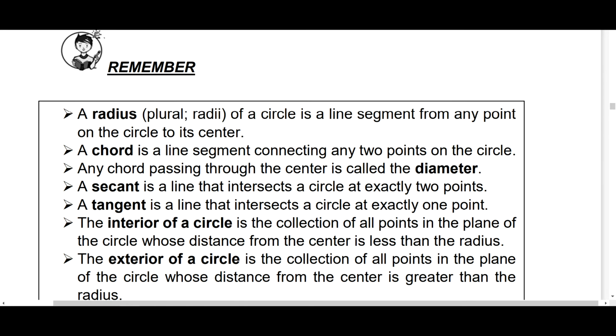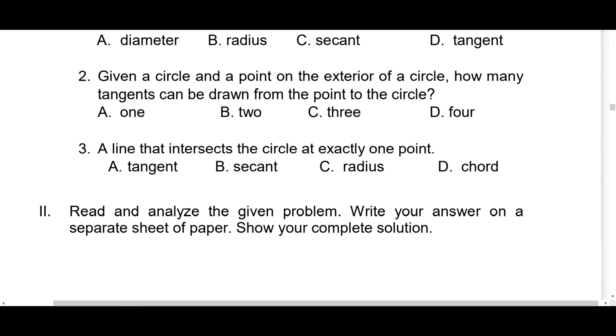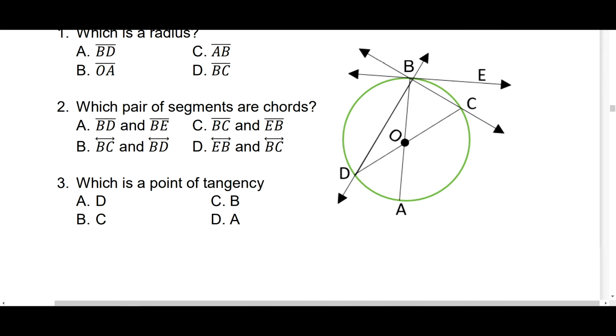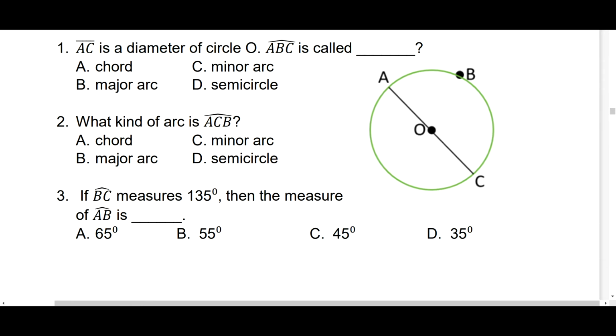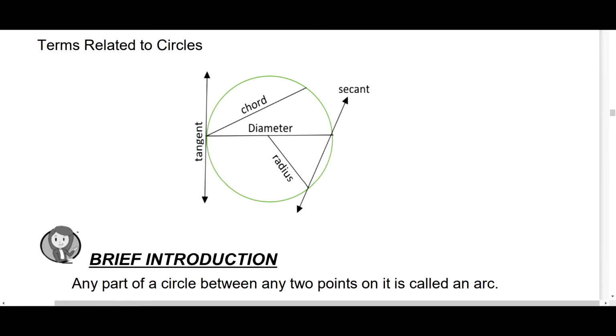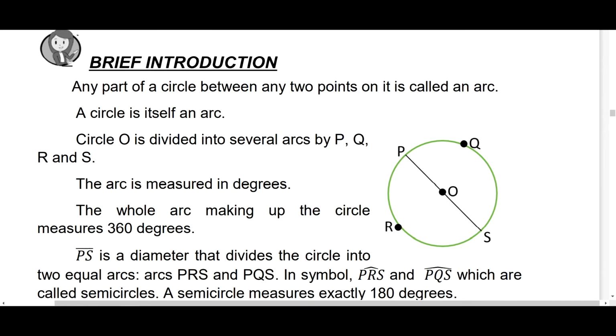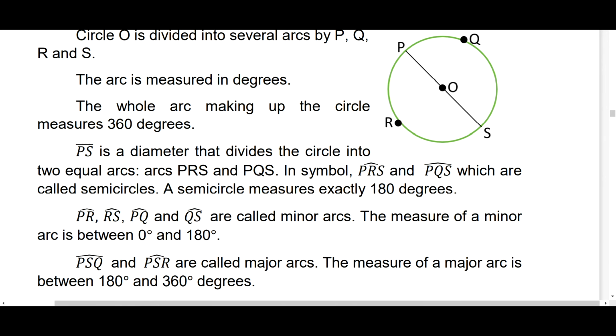So, SLEM 6 is just the parts of the circle. Let's proceed to SLEM 7, arcs of the circle. So, when you say arc, the meaning of arc is what? Ayan. A circle is itself an arc. Any part of a circle between any 2 points is called an arc. So, there are 3 types of arcs: the major, the minor, and the semicircle. Yan, diretsahin na natin.